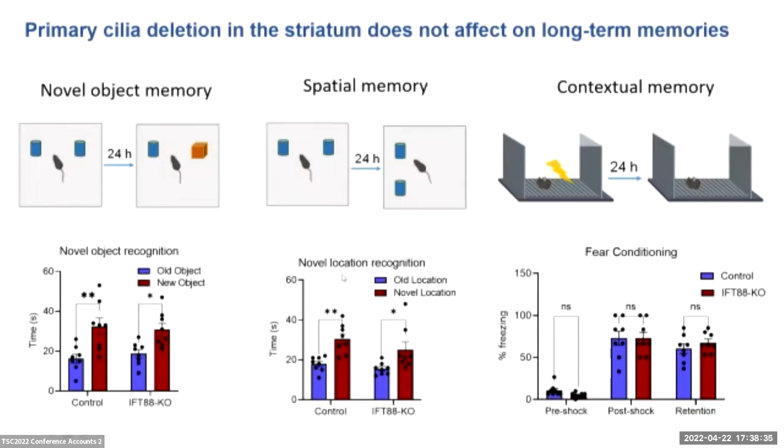Similarly, in spatial memory, which is long-term memory, we have two identical objects on the first day. After 24 hours, we move one of them to a different site, and control animals spend more time with the novel location, and cilia knockout animals do the same. The last experiment, which is the most stressful one, is contextual memory, in which we shock the animal. We expose the animal within a context, so we put them in a chamber with a context, like striped walls, or something that they recognize as the place.